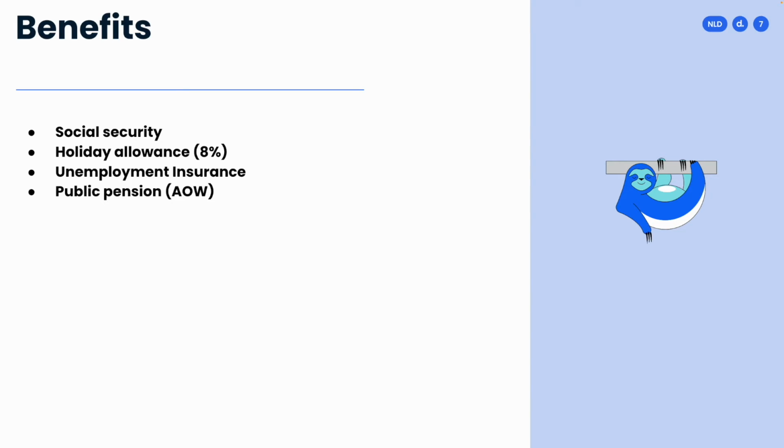The standard benefits offered in the Netherlands are social security, unemployment insurance, public pension and holiday allowance. Holiday allowance is 8% and included in your monthly salary. The allowance is paid out every month, meaning that you will not receive this payment in May.